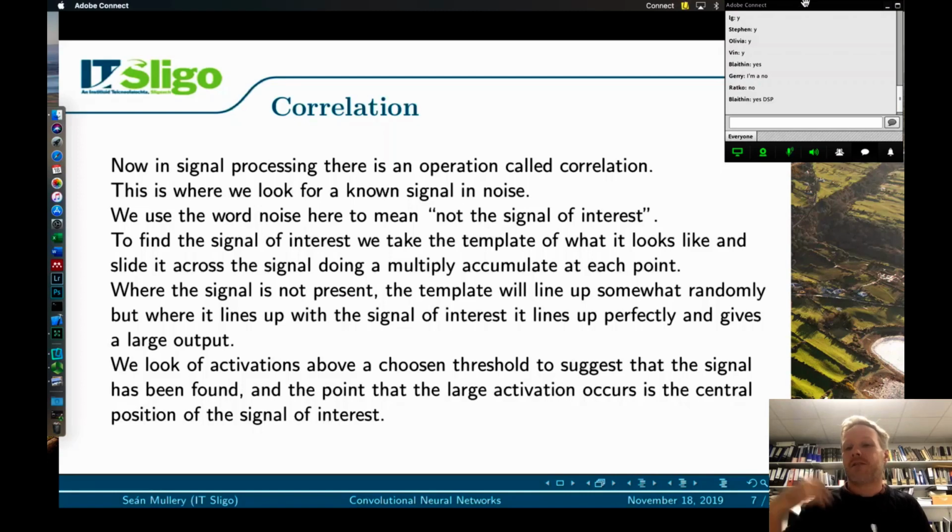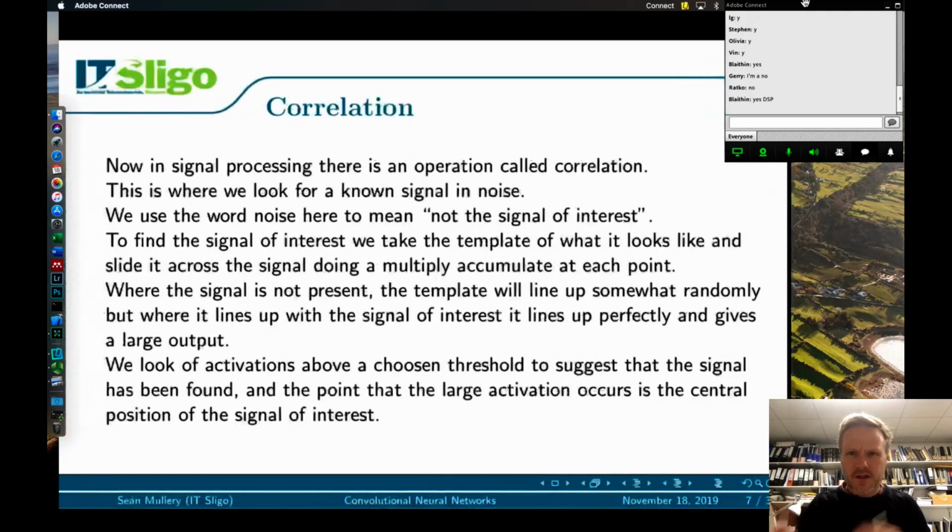And that is an indication to us that there's a correlation between our template and the signal at that particular position. So we look at any activations that have gone above a certain level, and that suggests to us that we've found what we're looking for at those particular points. A large activation occurs at the central position of where the signal of interest is.